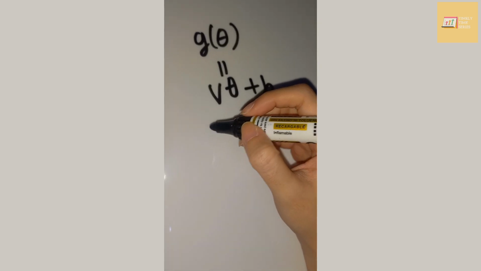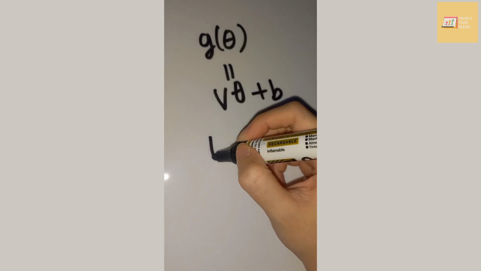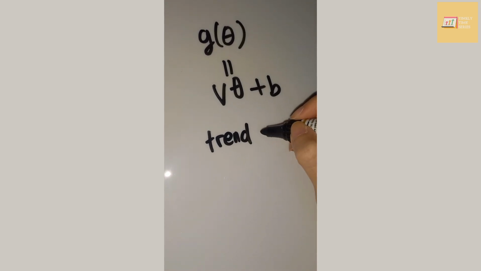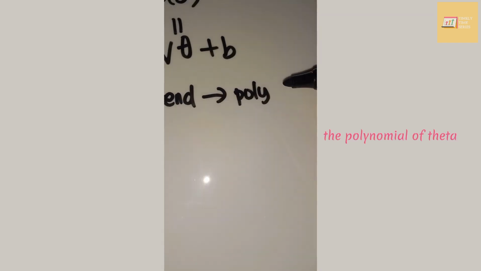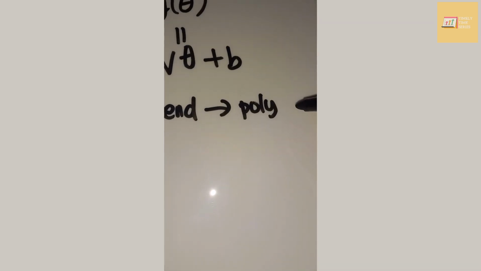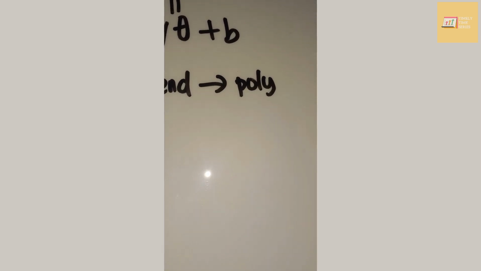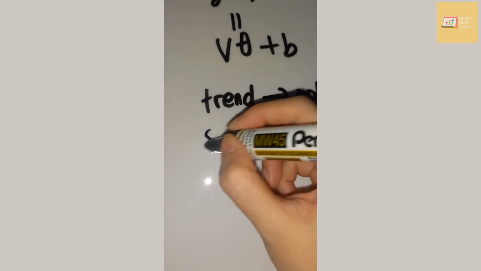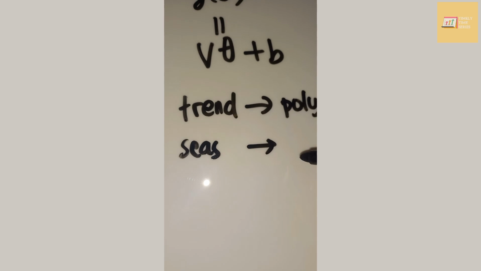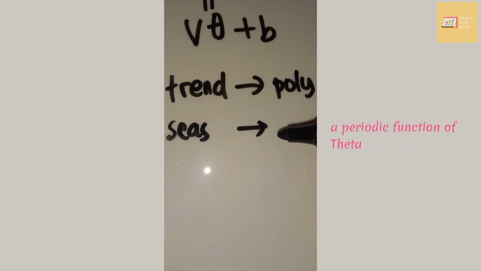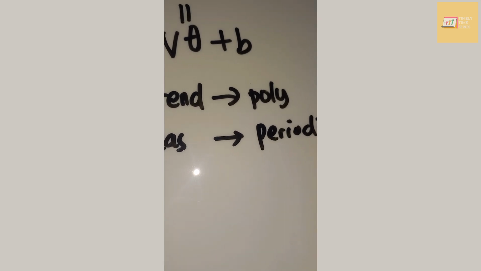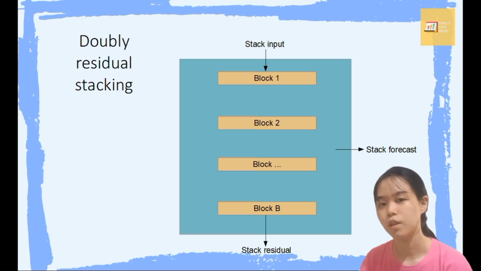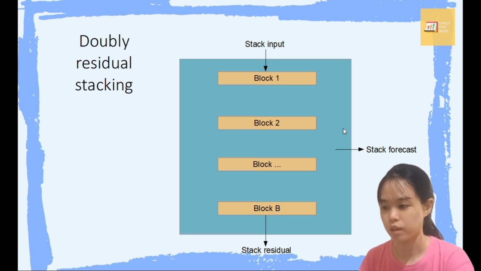So in the generic architecture, g, or the function of theta, is V times theta plus b. But in the interpretable architecture, we have two basis functions. The first one is trend. If we are using trend, then it's a polynomial function. The degree of the polynomial function would be 2 in our case. We will see in the coding section that we will set the degree up to 2. And then for the seasonality, it would be a periodic function using Fourier series. Okay, so that's what happens in each block.